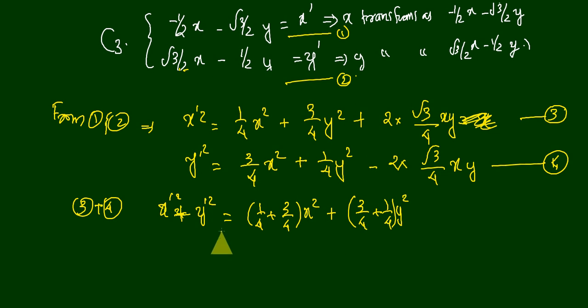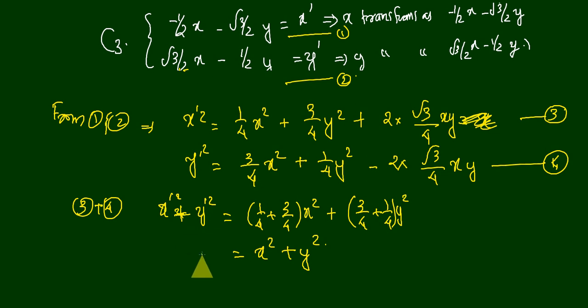Now x dash square plus y dash square is equal to 1 by 4 plus 3 by 4, that is equal to 1, right? So that is equal to x square plus y square. So x dash square plus y dash square is equal to x square plus y square.